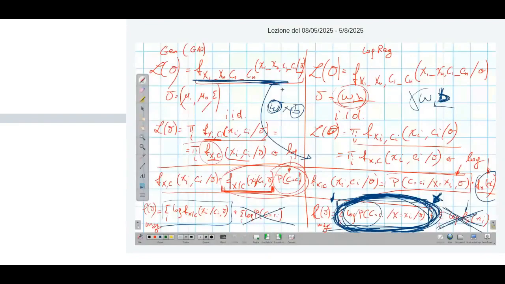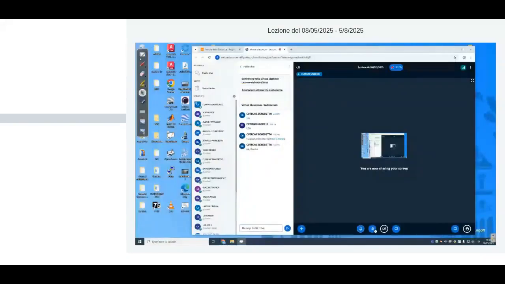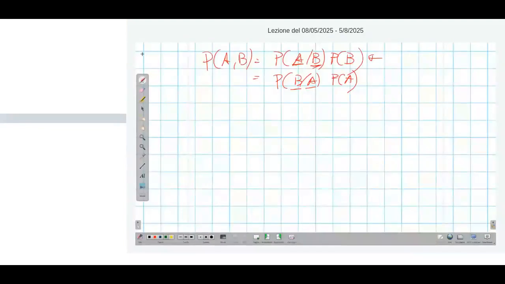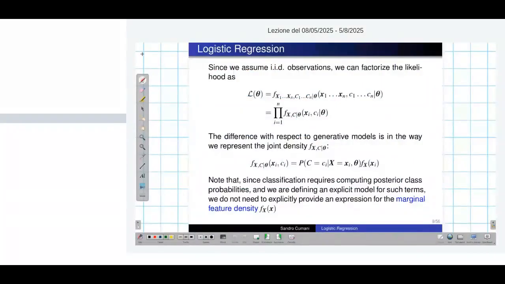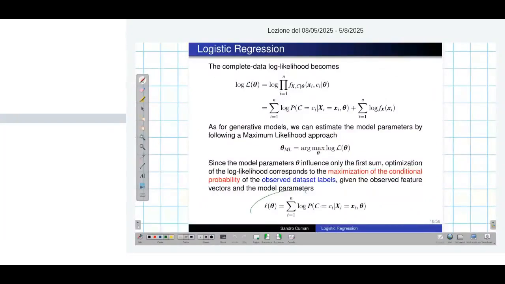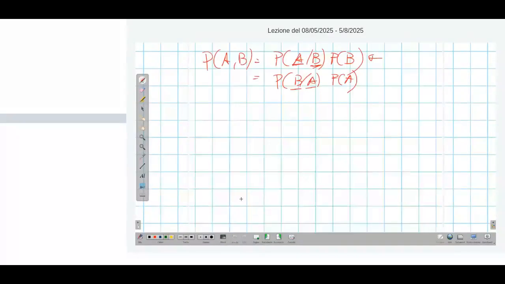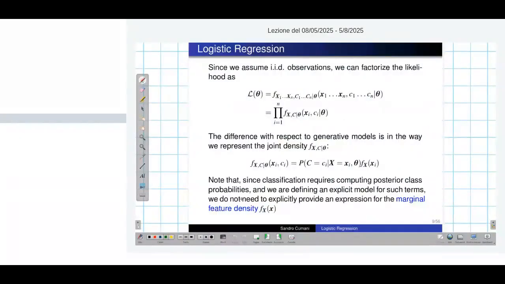Okay, so let's resume. Before the break, we arrived at the point where we said that our goal is the maximization of the log likelihood. Now we'll go quickly through the slides because the slides just summarize the same thing that I wrote before. We started from the data likelihood.